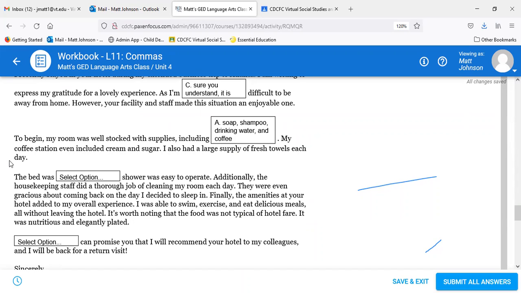My coffee station even included cream and sugar. I also had a large supply of fresh towels each day. The bed was comfortable and the spacious shower was easy to operate.